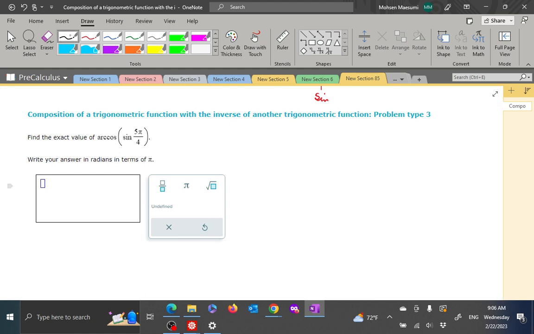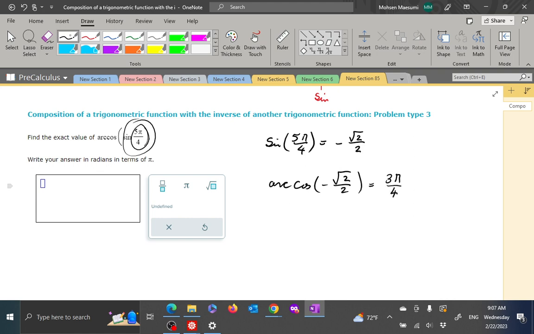So to be fast, sine of 5 pi over 4. Do you know quickly what that is? So we start, here's the angle, here we are applying sine to it. Do we know quickly what that is? Well, minus radical 2 over 2. Okay, then what is the arc cosine of minus radical 2 over 2? What angle is it whose cosine is minus radical 2 over 2? Again, the issue is how quickly you come up with the answer.